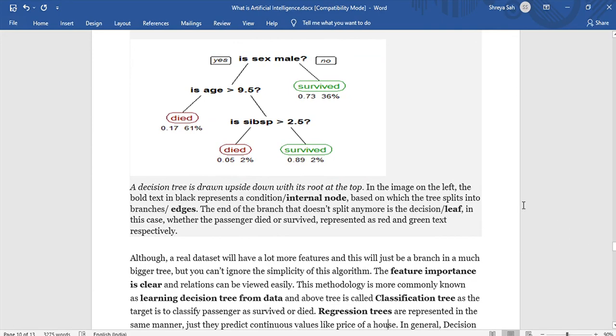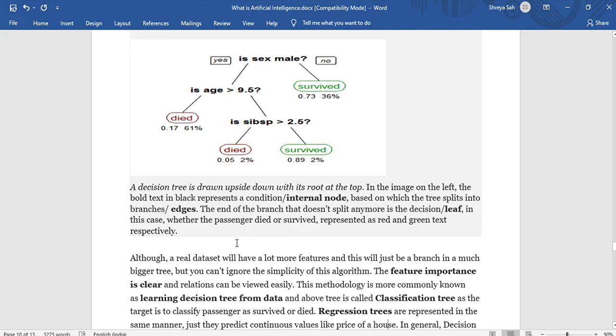So the root in this particular data set is whether the sex is male or not. So basically the root is the gender, okay. In the image on the left, the bold text in black represents an internal node, based on which the tree splits into branches or edges. The end of a branch that doesn't split anymore is the leaf. In this case, whether the passenger died or survived is represented as red and green text respectively. So, what are leaves and what is the root?